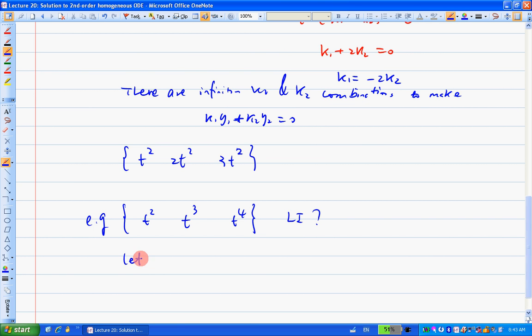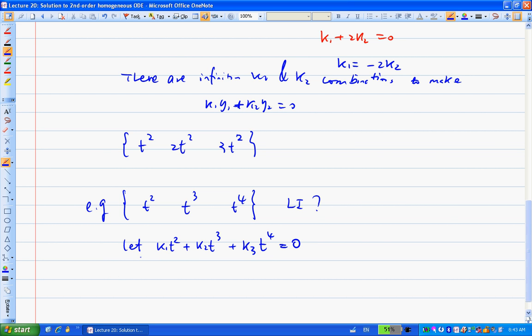I'm going to let k1 t squared plus k2 t cubed plus k3 t4 equal to 0. Then we look at the solutions for k1, k2, k3 such that this expression is 0. That's the logic. Actually you don't have to look further. The only choice of k1, k2, k3 such that this expression is 0 is that all of them are 0. There is no other choice. So the only solution is k1 equal to k2 equal to k3 equal to 0.